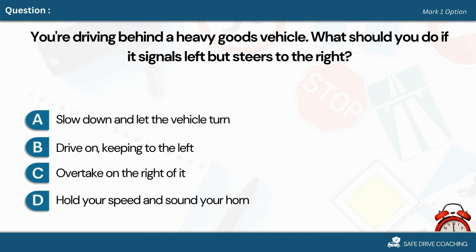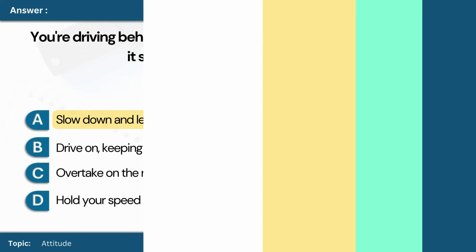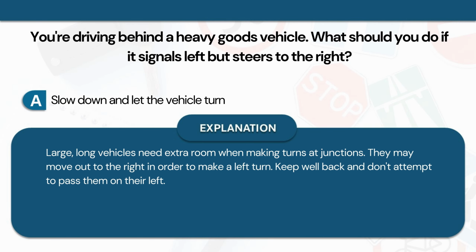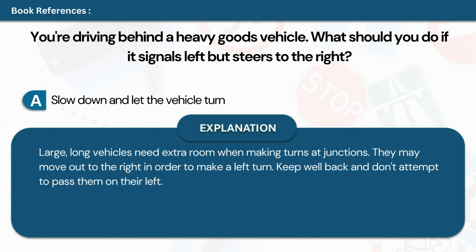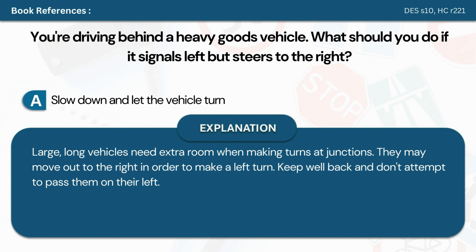The correct answer is A. Slow down and let the vehicle turn. Large, long vehicles need extra room when making turns at junctions. They may move out to the right in order to make a left turn. Keep well back and don't attempt to pass them on their left.